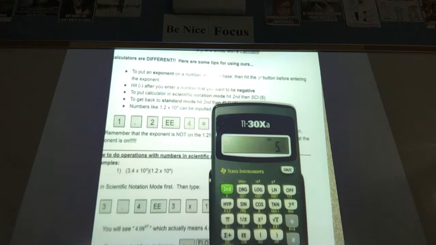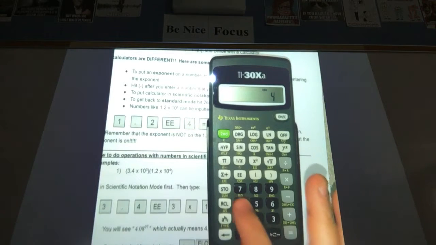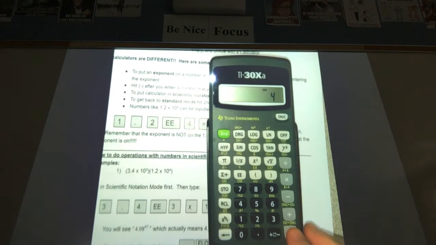I wanted to make it to the power of 4, so I'm going to come over here and hit the 4. And then when I hit equals, it gives me what 5 to the 4th equals.